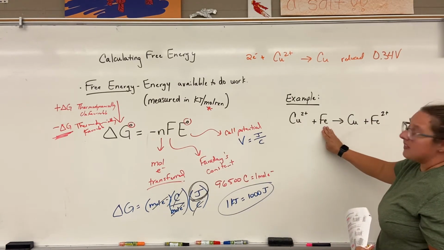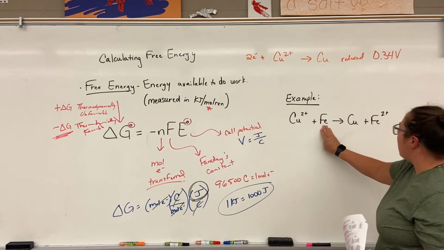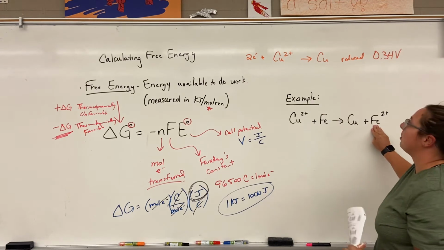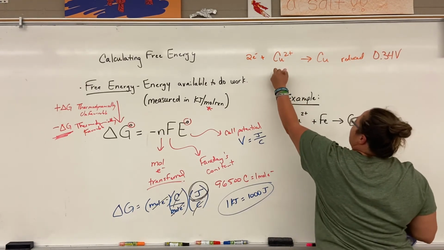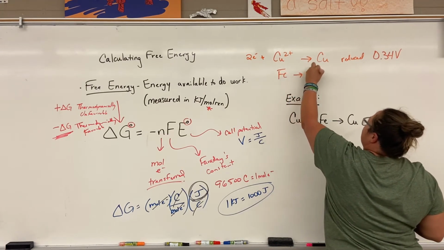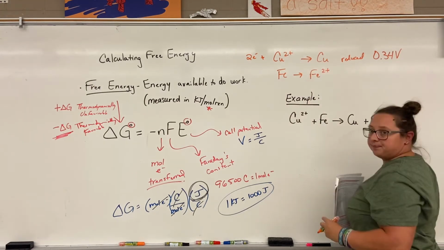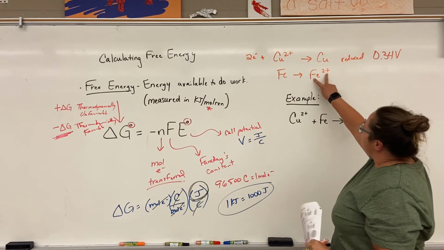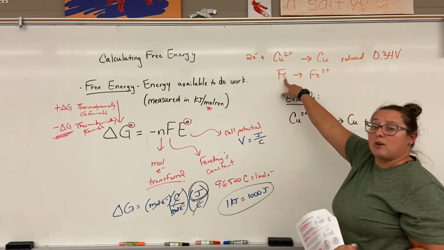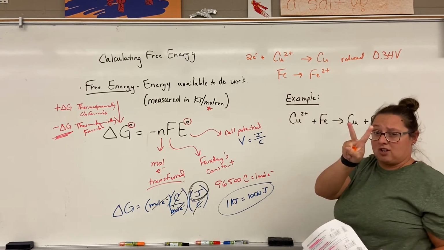Well, now let's look at the other end of the spectrum. So iron going to Fe2+. We're going to write that half reaction, write the foundation for it here. I see that there's a 2+ on this side and a 0 on this side. So we have 2 electrons transferred.